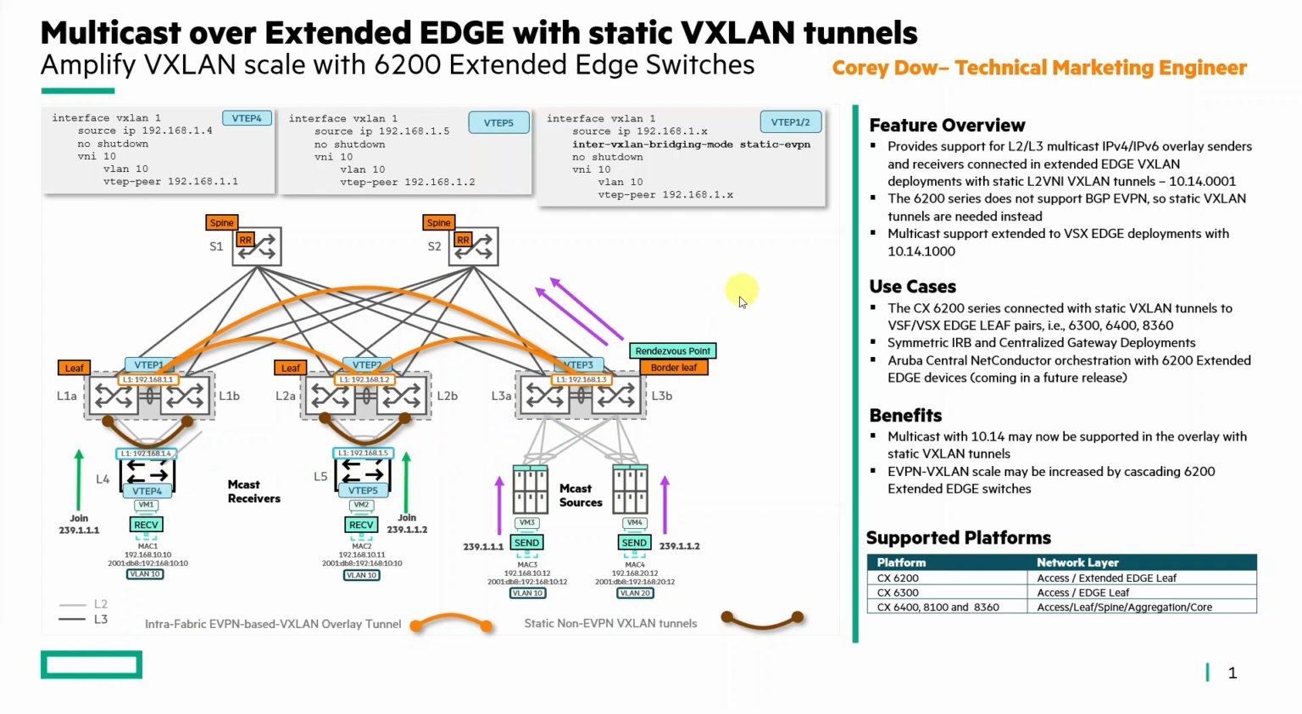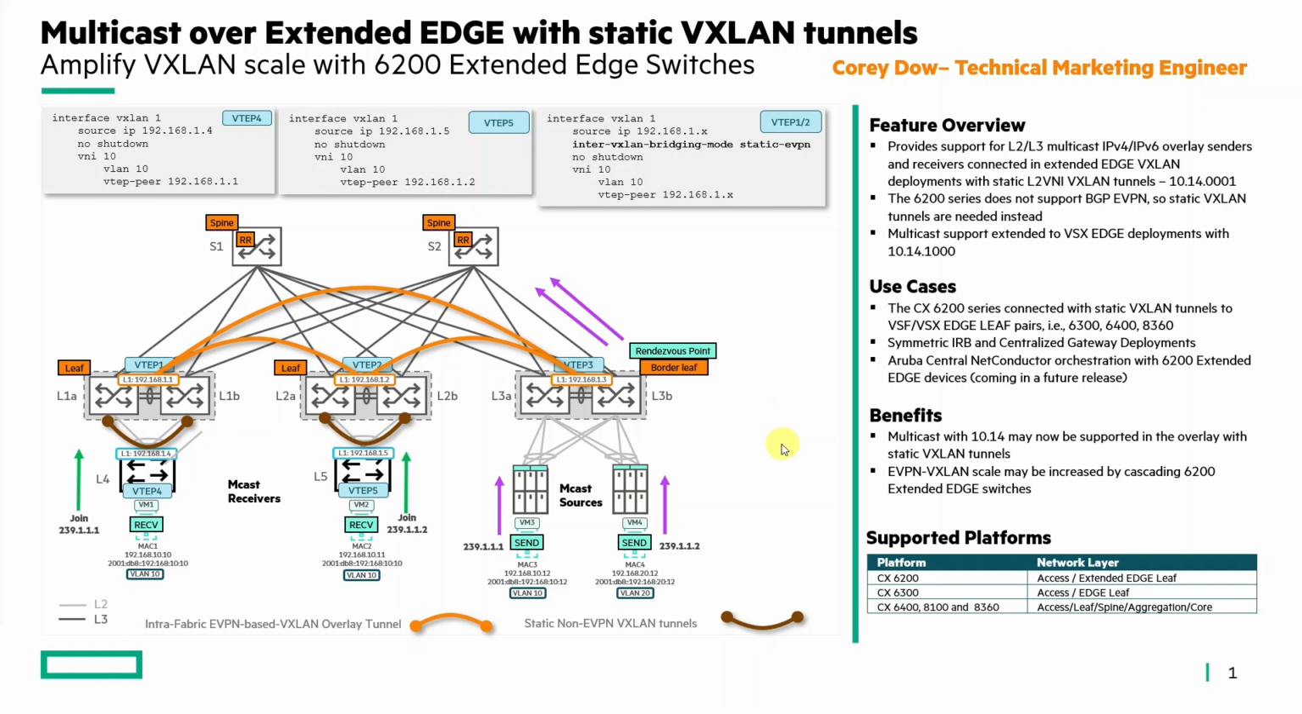As a reminder, the 6200 series does not support BGP EVPN, so static VXLAN tunnels are needed instead to extend this fabric. And multicast support will be extended to the VSX Edge deployments starting with the 10.14.1000 release. The use cases, as we mentioned, are to extend the fabric for the 6200 series and to provide multicast support. The support is applicable to the symmetric IRB and centralized gateway deployments, and Aruba Central NetConductor orchestration with the 6200 extended edge devices would be coming in a future release.